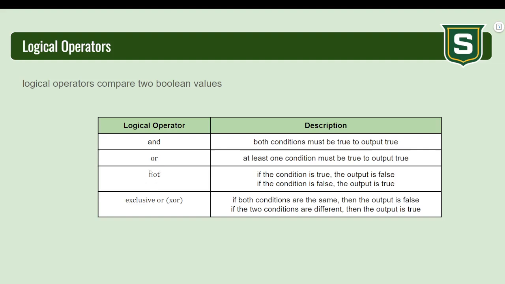And then a NOT is what we call a negation. So if you have a true, not true would give you false. If you had a false, not false would give you true.